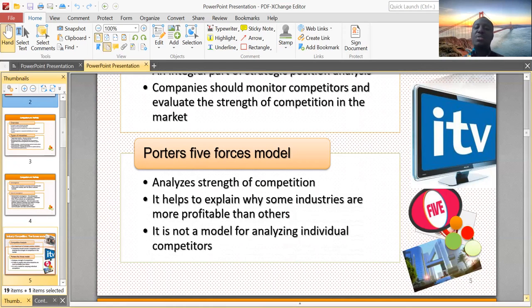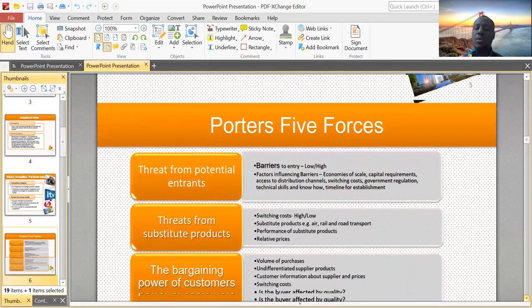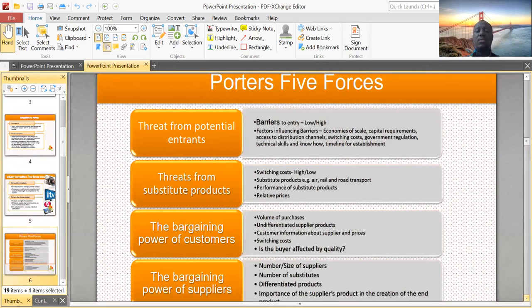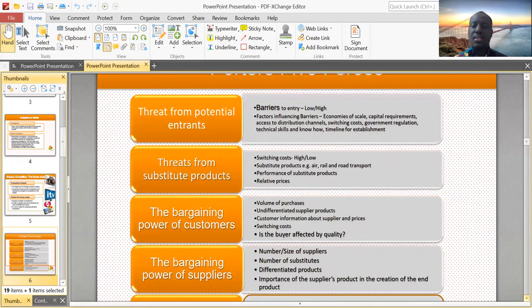So one key model that you use to analyze that is the Porter's 5 forces model, and we'll be delving more into it. So what does it do? It analyzes the strength of competition, and it helps to explain why some industries are more profitable than others. It helps to give that explanation. So the Porter's 5 forces model is an in-depth model for understanding competition. So let's move on to what exactly the Porter's 5 forces model is all about. So there are 5 forces basically.